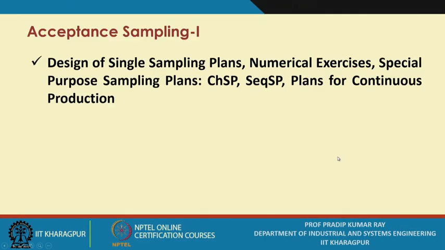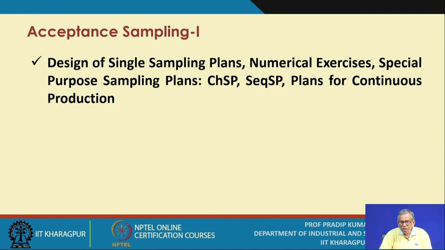Now I am going to discuss, under acceptance sampling part 1, an important topic called the design of sampling plans, with numerical exercises. As I have already told you, there are two kinds of sampling plans you come across. One is the general purpose sampling plans we have already referred to, like single sampling plan, double sampling plan, multiple sampling plan.